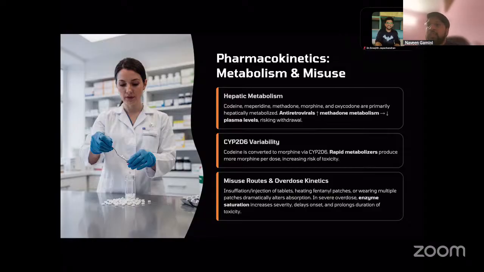Next, if they misuse the routes and the overdoses. Suppose they're having insufflation or injection of tablets, heating of the fentanyl patches, or wearing multiple patches, these all will dramatically alter the absorption. So if there's a severe overdose, enzyme saturation increases severity, delays onset, and prolongs duration of toxicity.